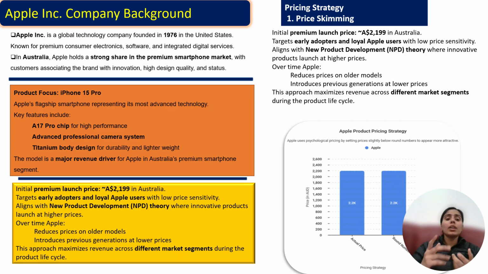Another one is product focus, the iPhone 15 Pro, which features an A17 Pro chip. And the primary strategy is price skimming. It launches products at premium prices aimed at early adopters and loyalists, with lower prices later.